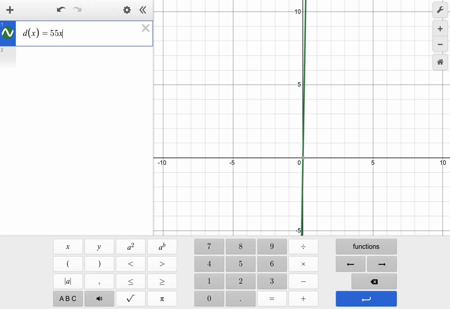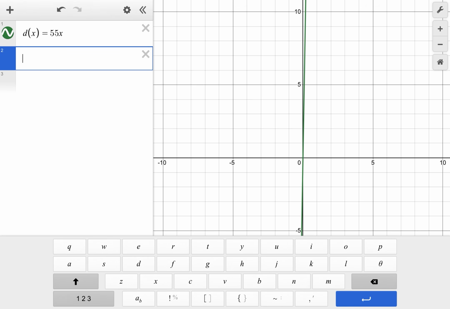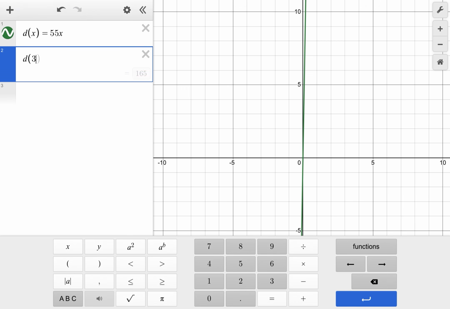So if a question is asking you to interpret what d of 3 is, of course, if you plug it in, you get 165. But more specifically, in context, it means that after 3 hours, the distance traveled is 165 miles. So you should definitely use definitions, but also make sure you understand the context. You should understand what those x and y values, those inputs and outputs, really mean. So that's another use case of Desmos.